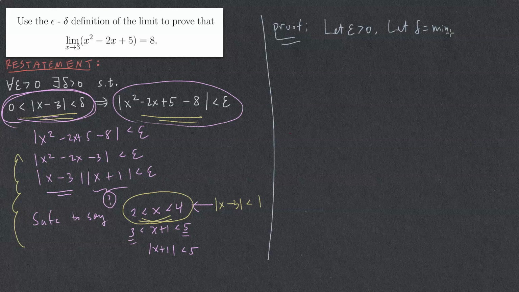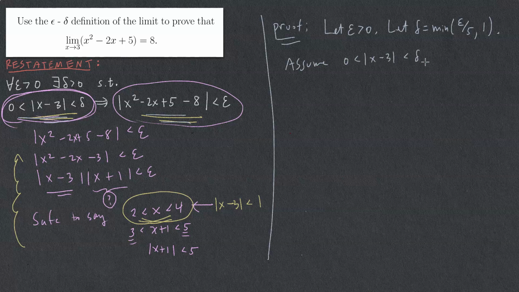It was a weird looking expression, but we kind of have the logic in our heads to figure out how we're going to get there. The minimum of epsilon over 5 and 1, whichever number is smaller. Okay, fine. Now we have to show that if this statement is true, this must be true. Fine, so let us assume, indeed, that this is true.